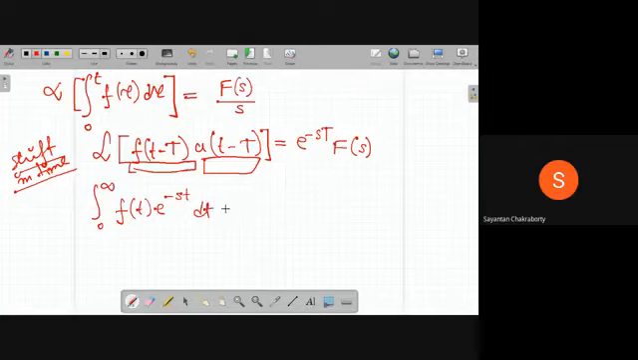See, in Laplace transform the formula for Laplace transform is like one sided. We'll be always considering the one sided Laplace transform. Yes, so just shifting. This is 0 to infinity, but this is f(t minus capital T), and we always assume that f(t) equal to 0 for t less than 0.